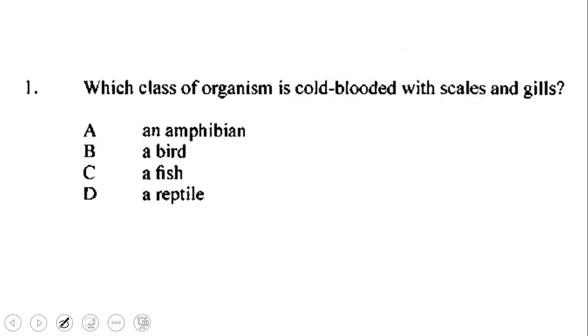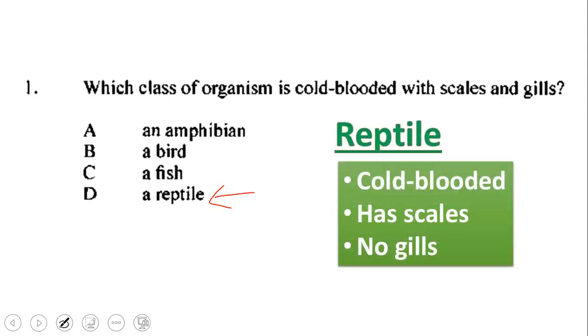Moving right along, is the answer D, a reptile? Is the answer that we're looking for a reptile? Well, reptiles are cold-blooded. Reptiles have scales and reptiles have no gills. Note that the class of organism that we're looking for is cold-blooded, has scales and has gills.